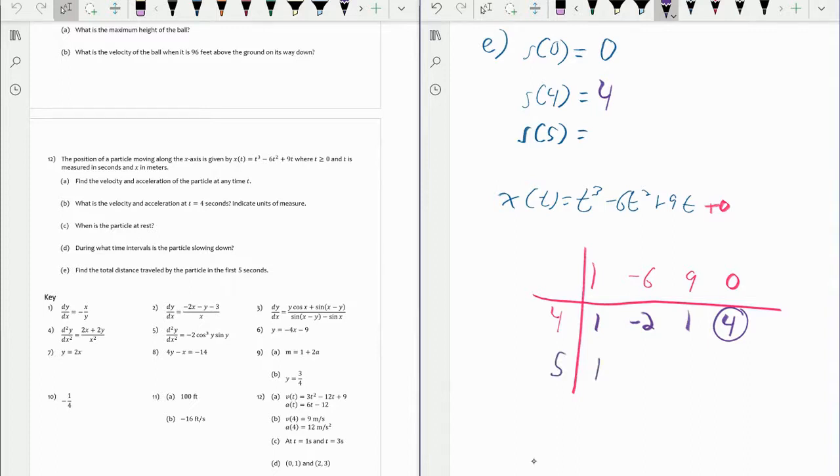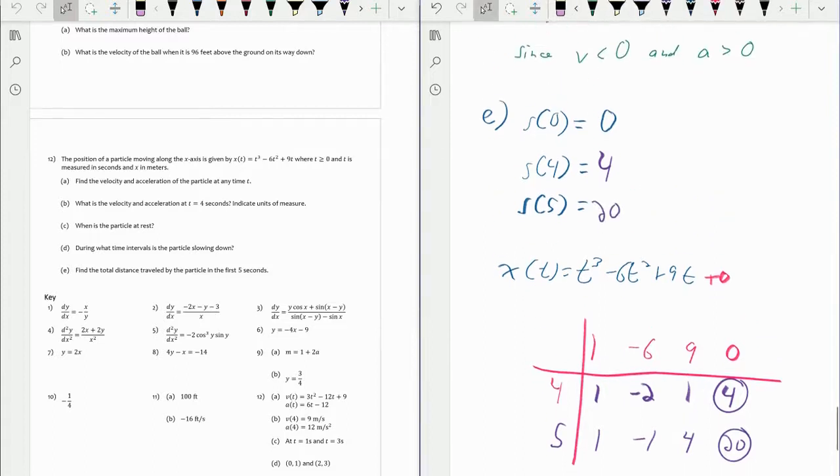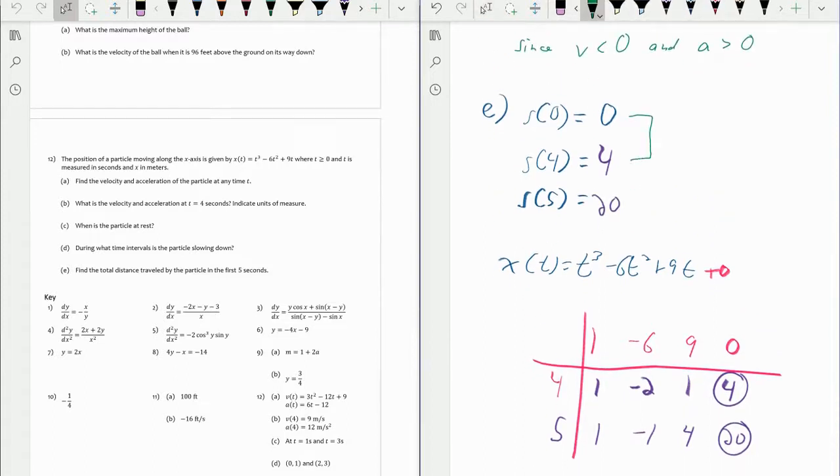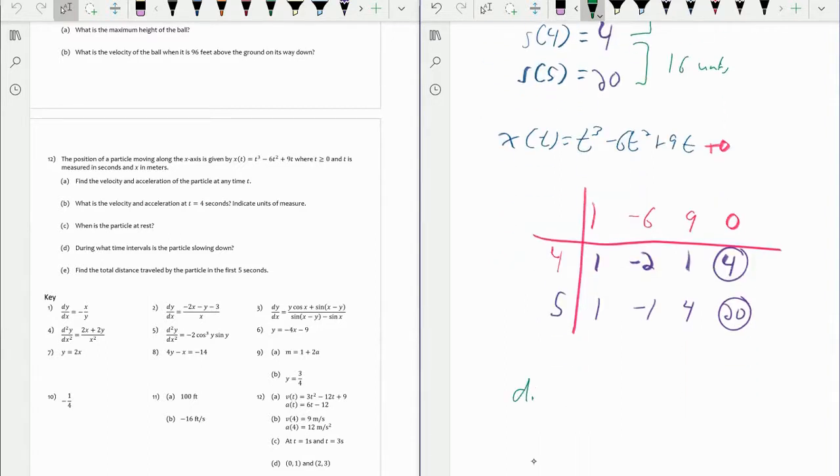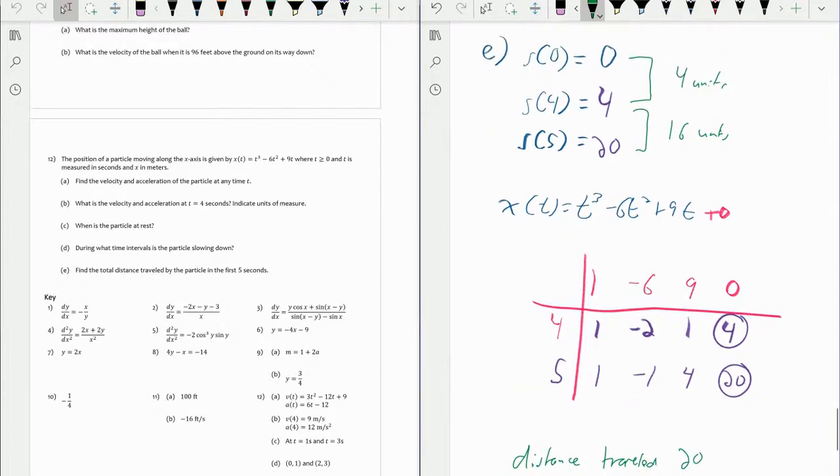Then we're going to do 5, same thing. 5 times 1 plus negative 6 is negative 1. 5 times negative 1 plus 9 is 4. And 5 times 4 plus 0 is 20. So I get 20. So what this is telling me is that between 0 and 4, it has actually moved 4 units, because the absolute value of the difference there is 4. And then between 4 and 20, it's moved an additional 16 units. So the total distance traveled is 4 plus 16, or 20 units. And not just units, sorry, here I am making that big hype about units themselves: meters. So 20 meters.